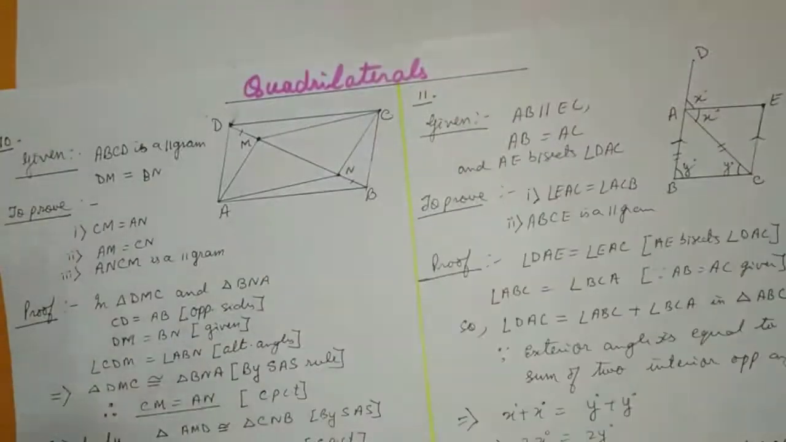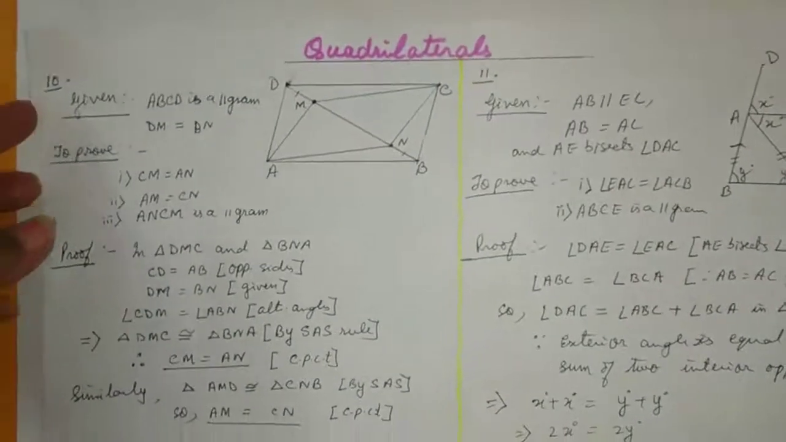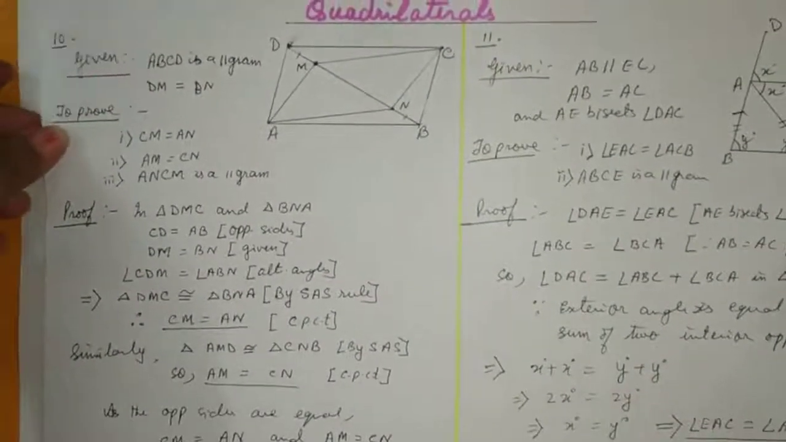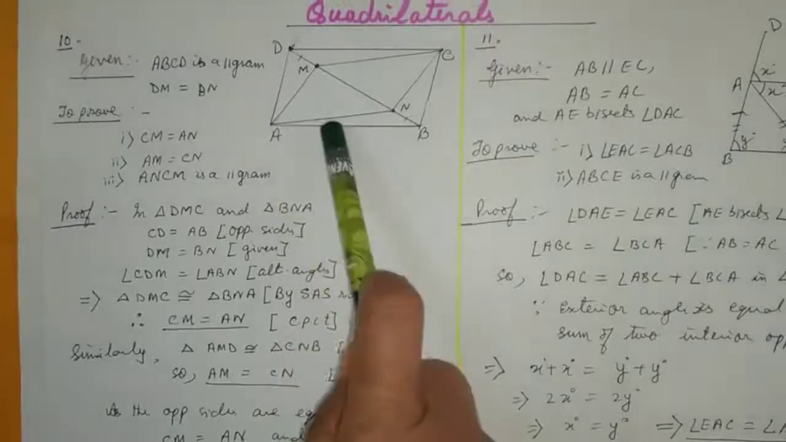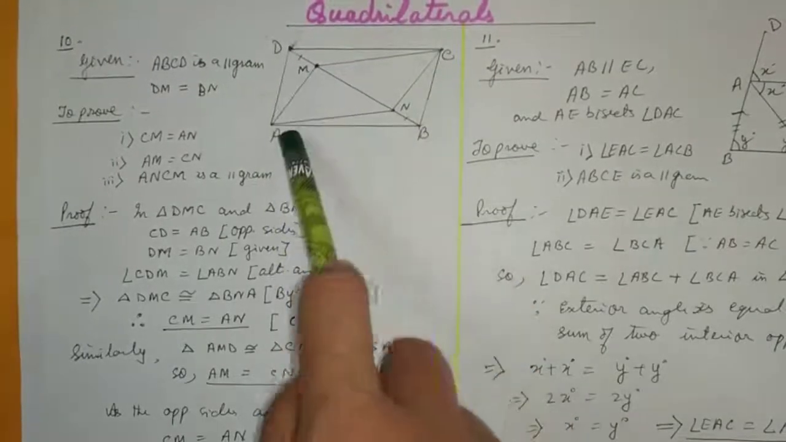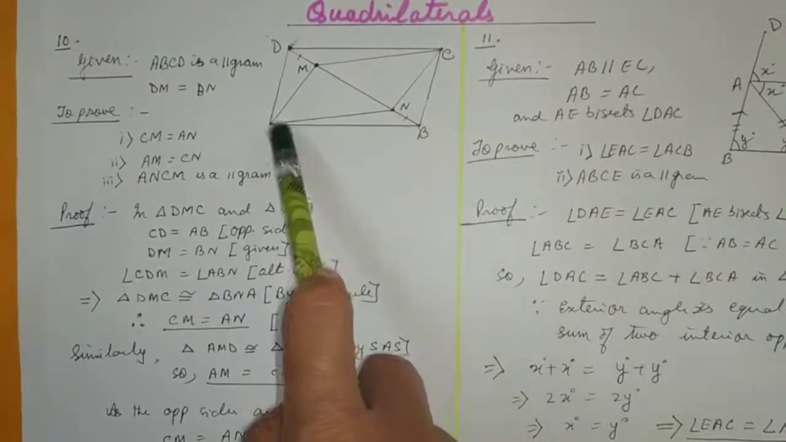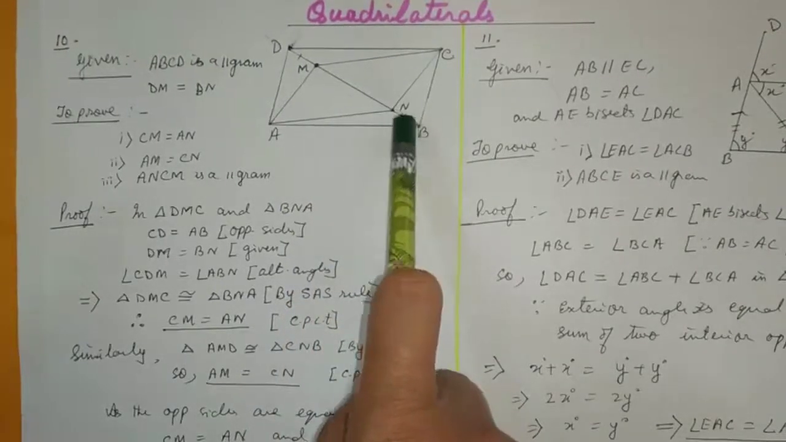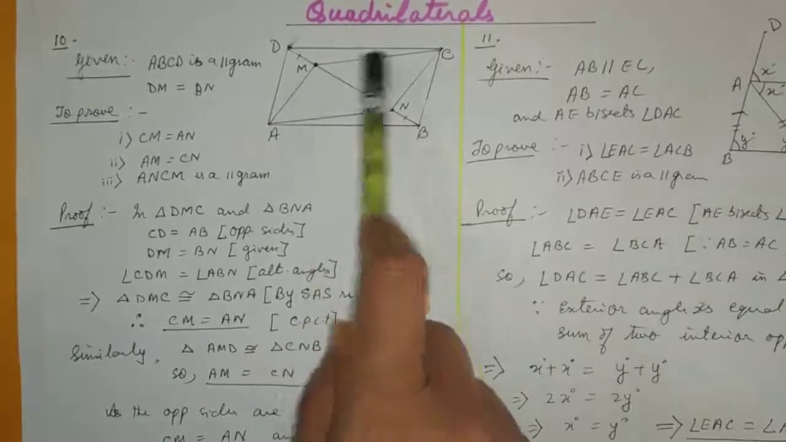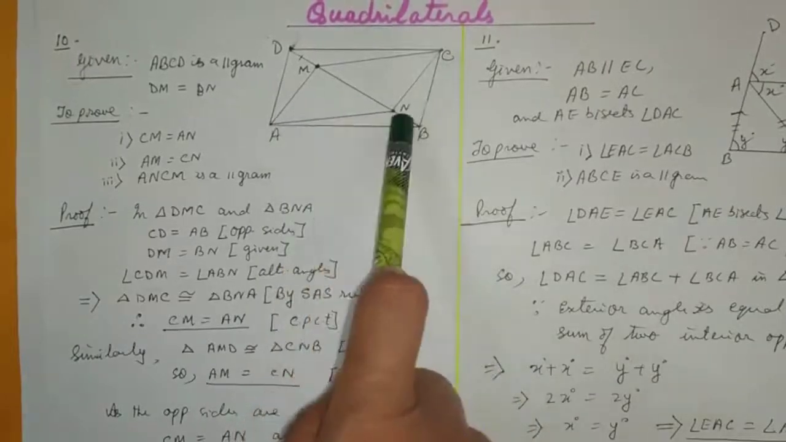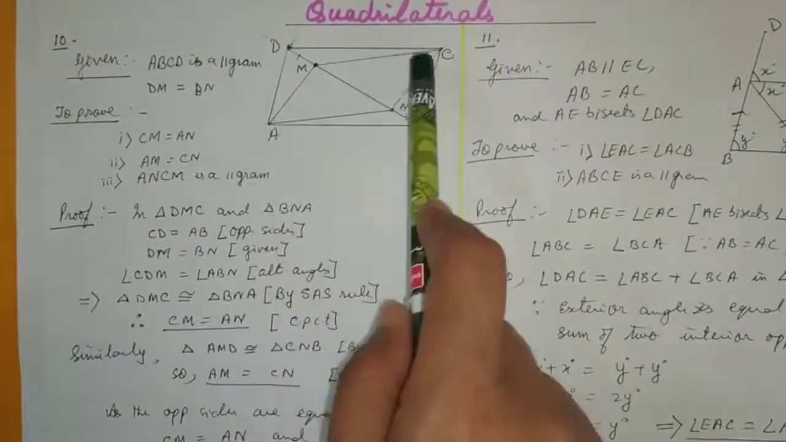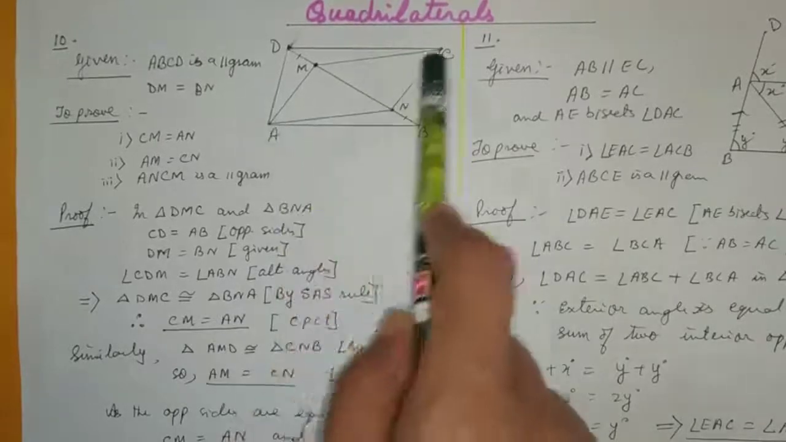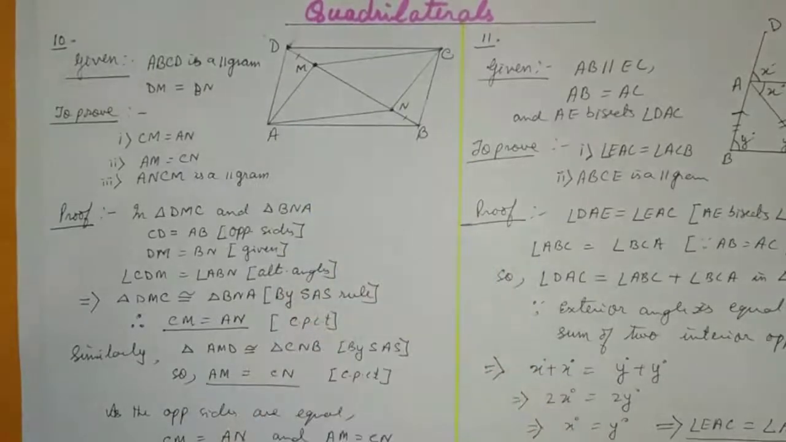So the next question says that, question number 10, the figure ABCD is a parallelogram. DM and BN are equal. You have to prove that CM and AN are equal. AM and CN are equal, so ANCM is a parallelogram.